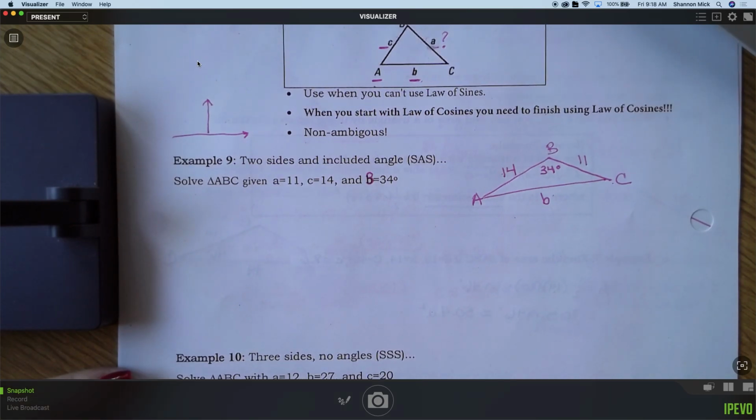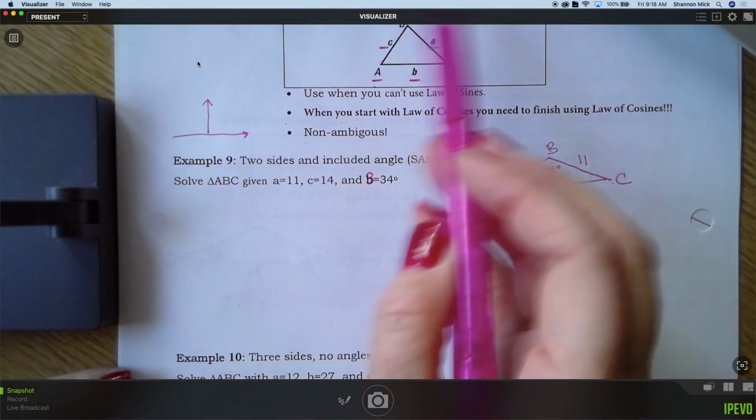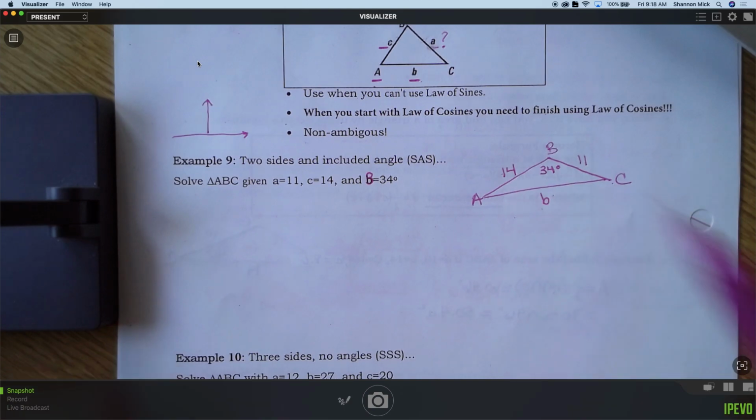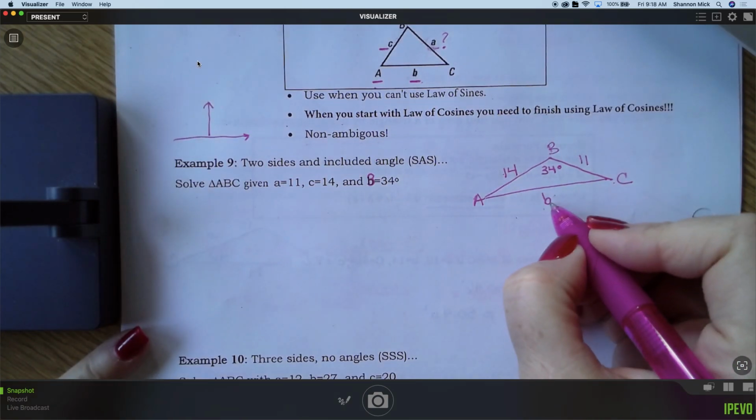Okay, so I don't care what it is here. I'm looking for side what? B. That's really my only option, right? Or I could look for an angle. Do you want an angle or side first? Side? Okay, so side B.